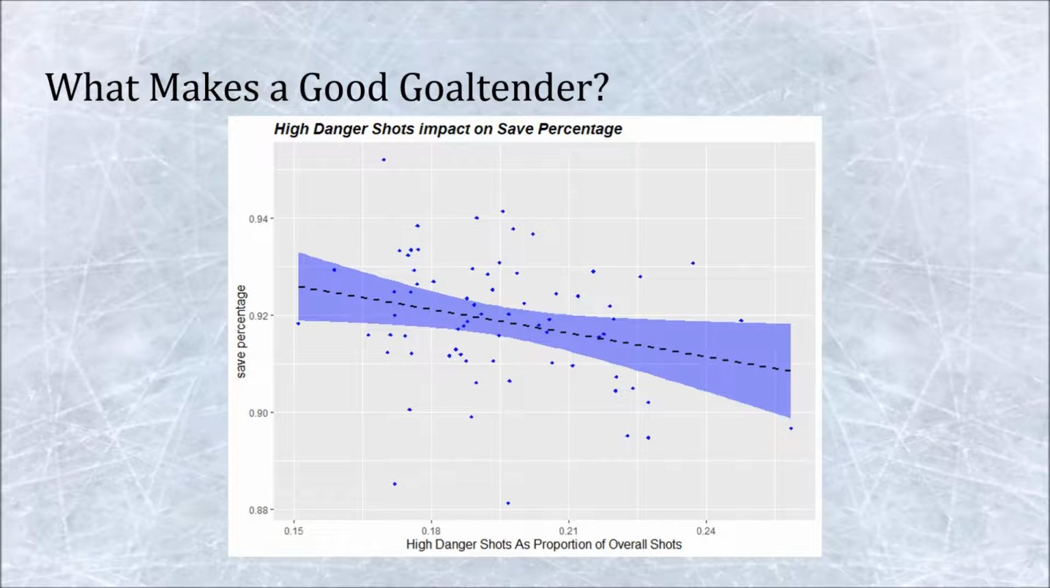And the more shots a goalie faces from the high danger zone, proportionally speaking, the lower their save percentage appears to be. So even if a goaltender has an above average high danger save percentage, if their team defense isn't that good, and they're facing a larger proportion of shots from the high danger area, their overall save percentage will be lower. So finding out that save percentage may not be the most objective way to evaluate a goaltender's performance, I decided to look at another measure, which is goals saved above average.